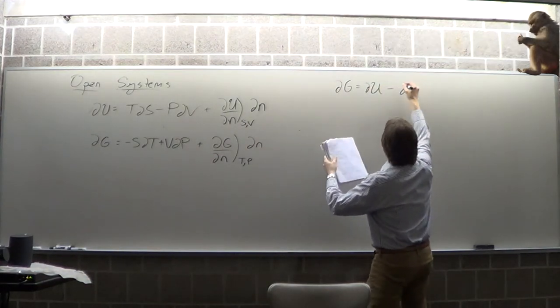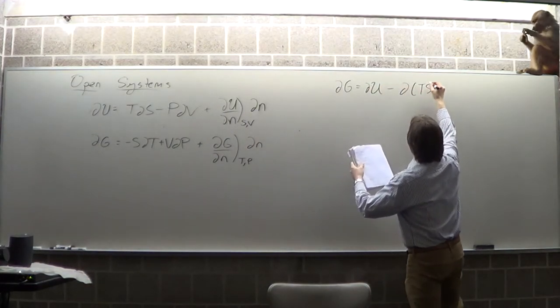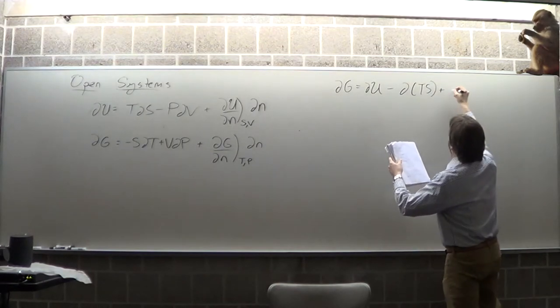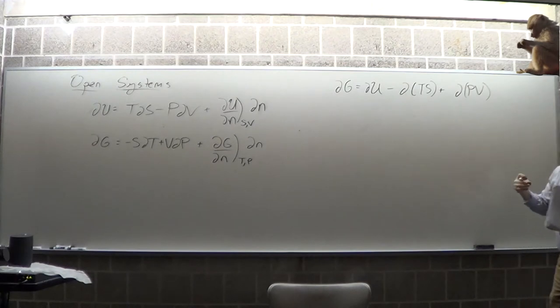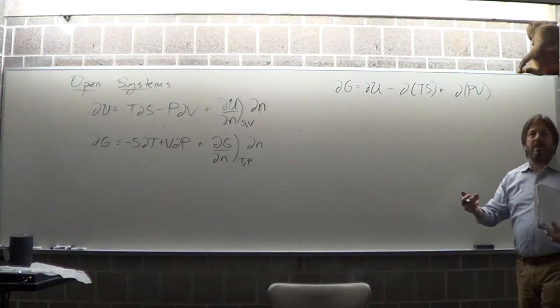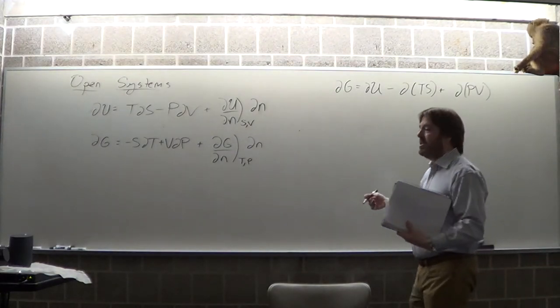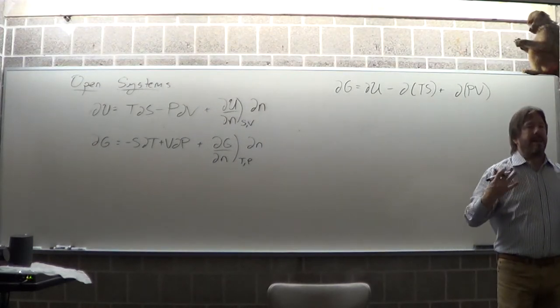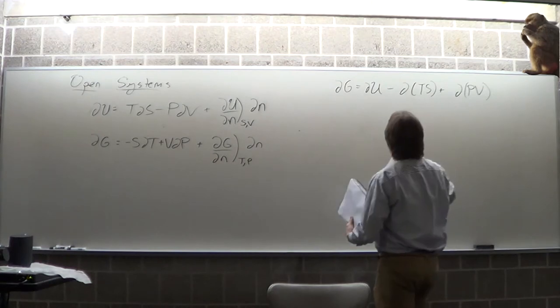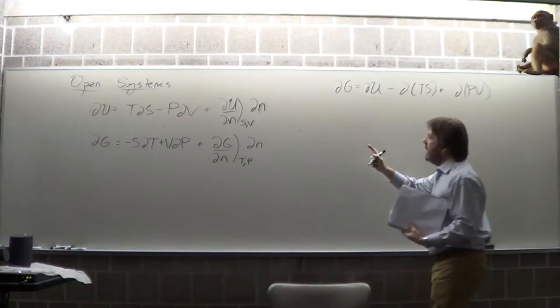Okay, minus change in TS. Now again, you really need to be comfortable with this. That's another reason I'm writing this. Not only should you know that G is U minus TS plus PV, you should know how to do these changes. I'm going to write these out. I'm going to divide by dP or something. Anyway, all right, now for this purpose, here's what I do.